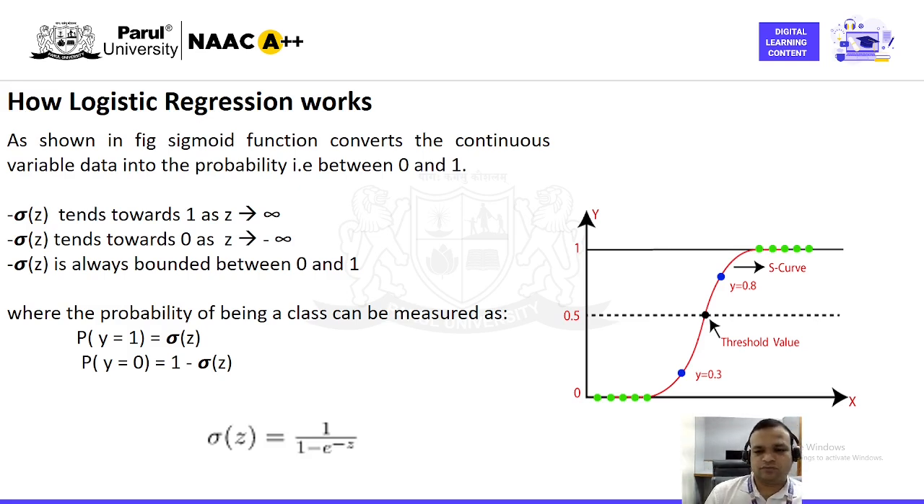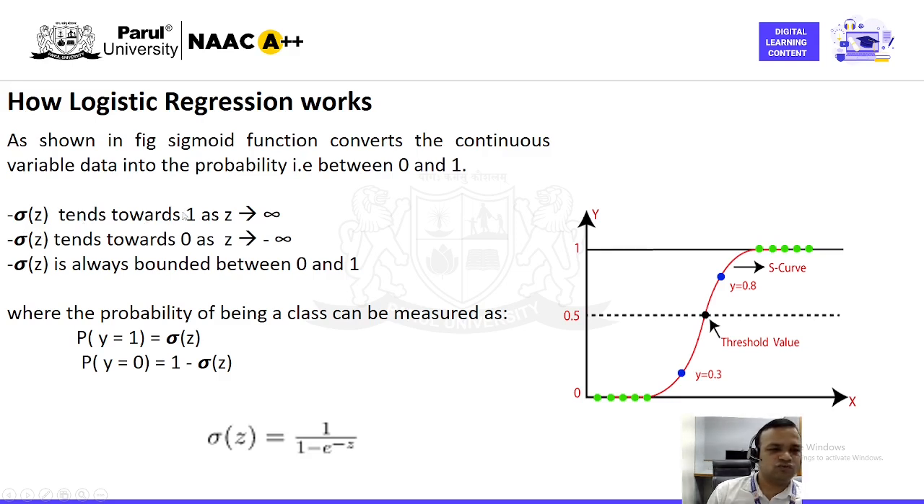So these are some data points which belong to class 0, and these are some data points which belong to class 1. And this is the value of y equals 0.8, y equals 0.3. All data points below the value 0.3 are considered class 0, and above the value 0.8 are considered class 1. So this is the description.